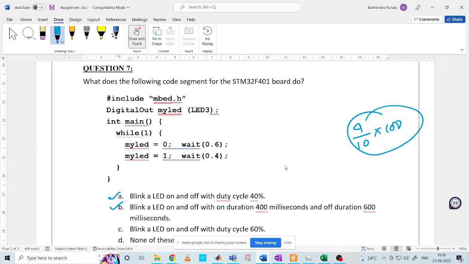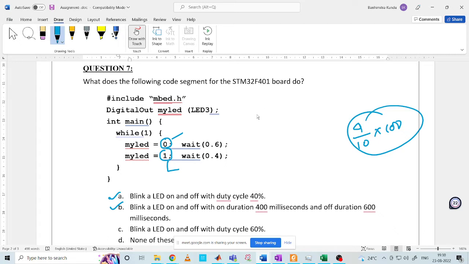But no one has asked me. See, there is a catch here. No one has asked me whether 0 means glowing the LED or 1 means glowing the LED. 1 means glowing the LED. 1 is on state. But how do you know that?